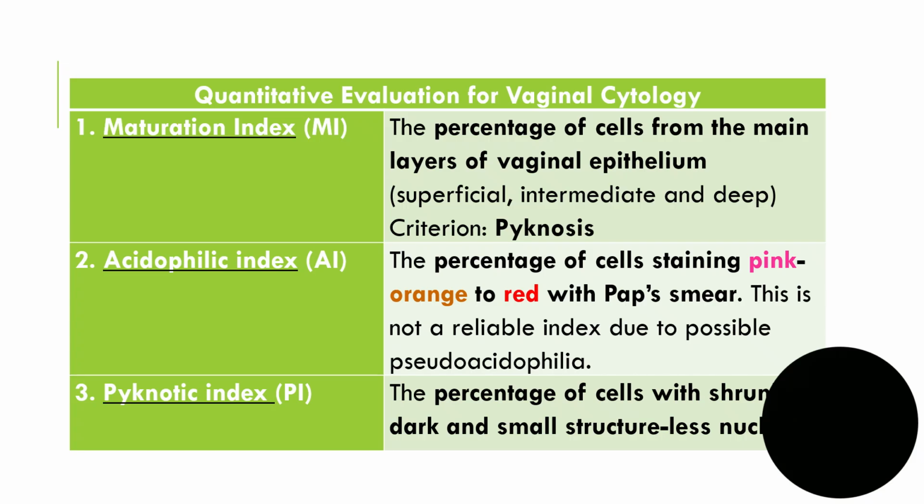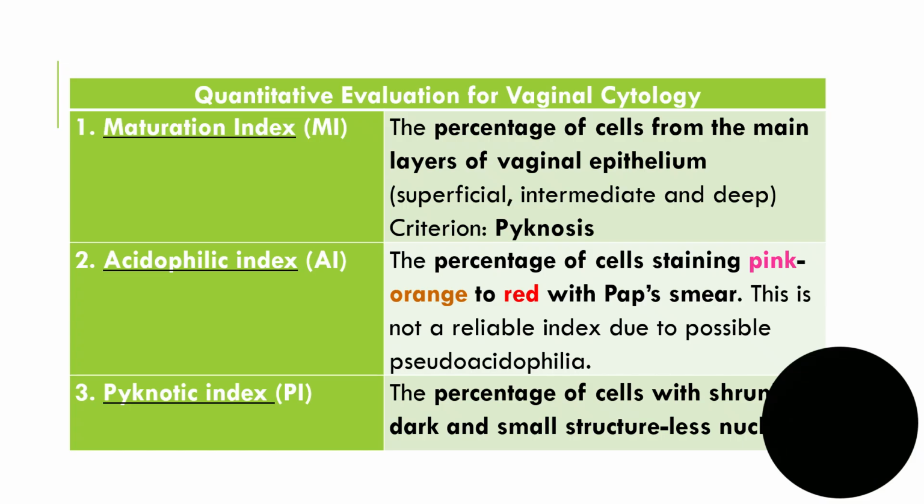So for example, we have 10/70/20. It means that there are 10% superficial, 70% intermediate, and 20% deep. The criterion for classification is pycnosis. Cells with pycnotic nuclei are counted as superficial. Those with open vesicular nuclei are intermediate or deep. So the MI is the most comprehensive of the three indices.